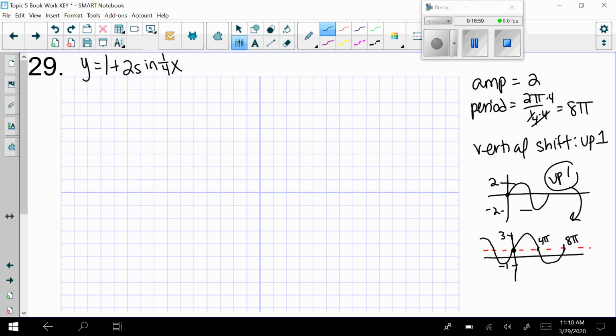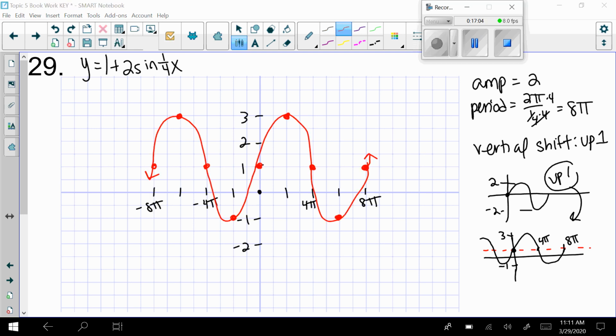Okay, so now I'm going to start graphing, see if you guys can do it. I'm going to pause it and do the key. Okay, here's the answers. How'd you guys do? Notice again the midline here. That helps.